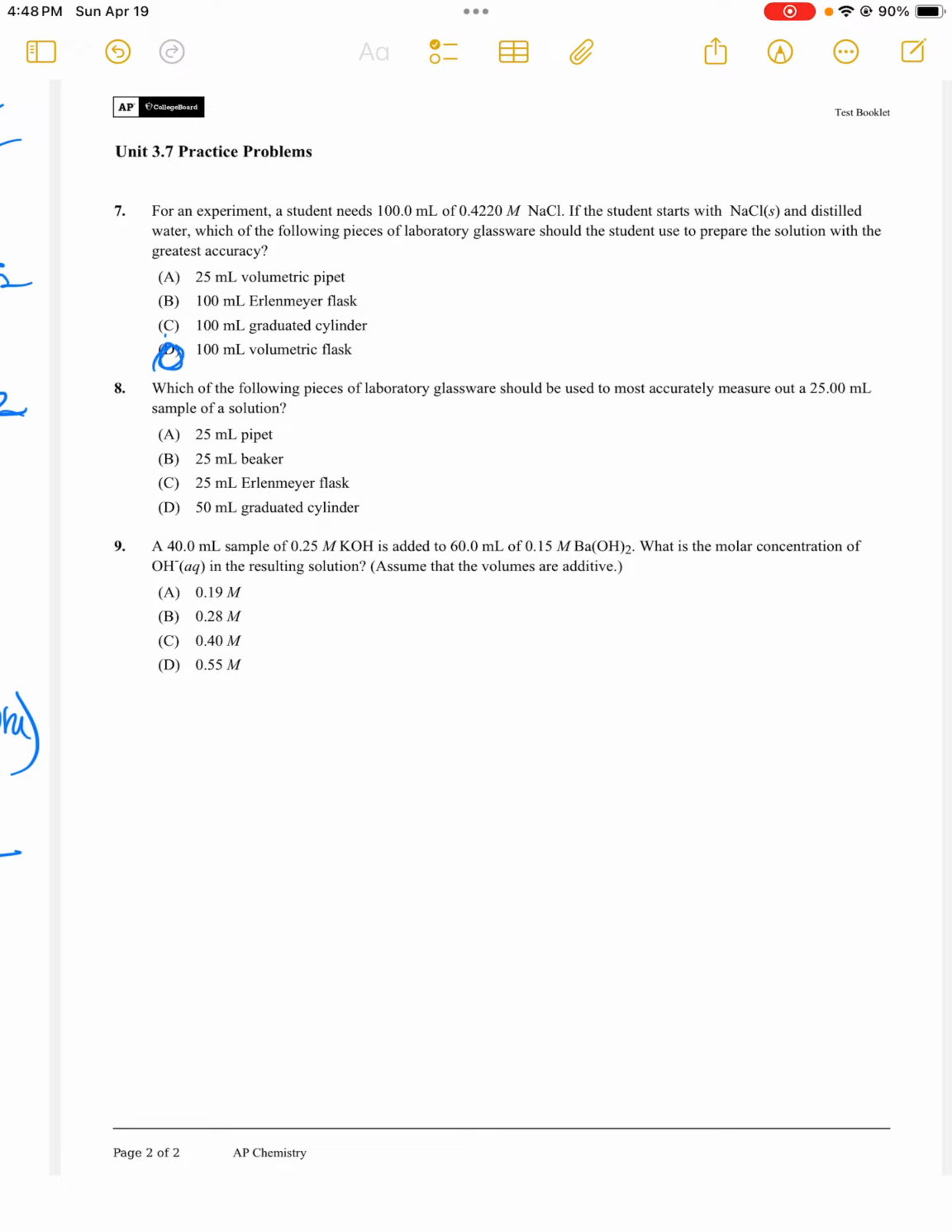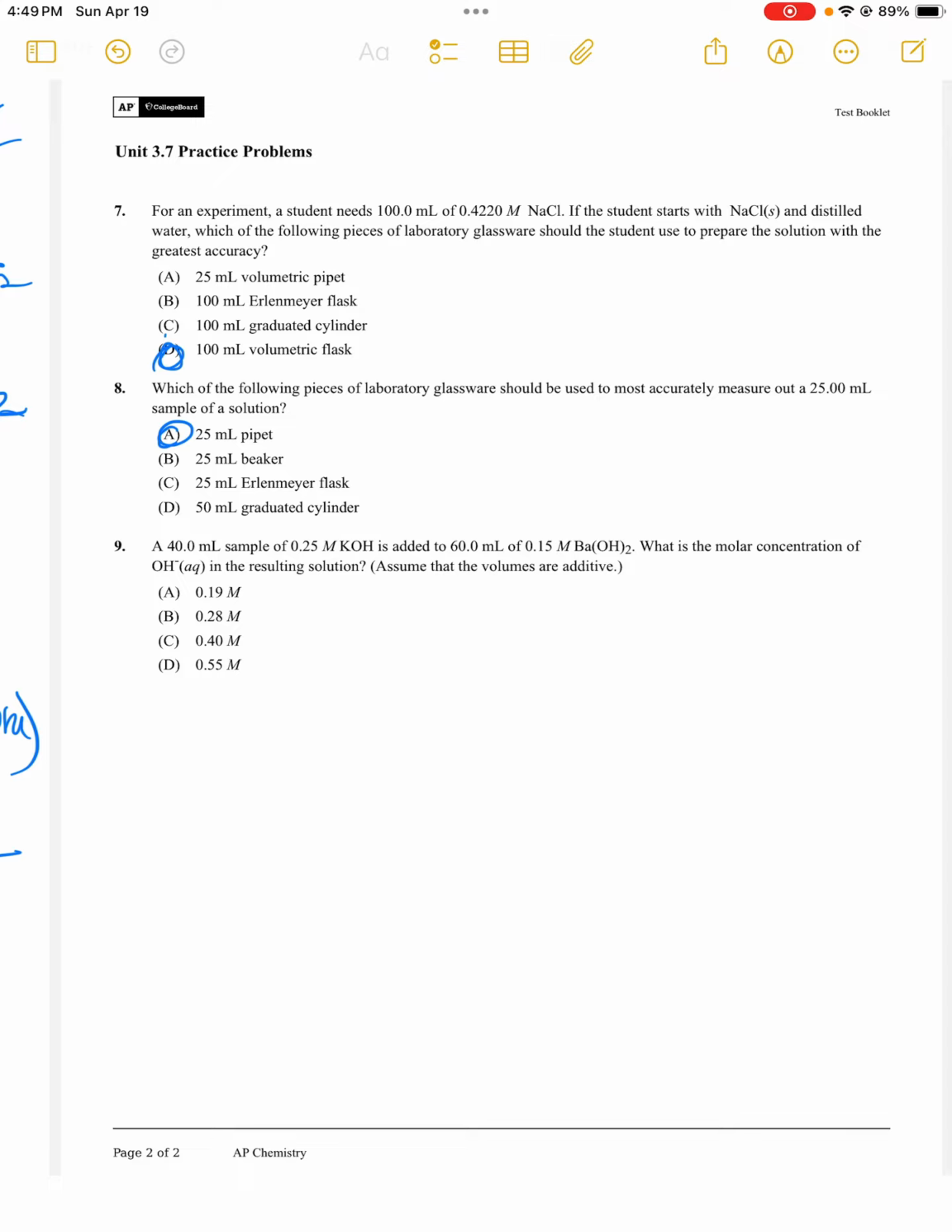There it is again. Which of the following pieces of laboratory glassware should be used to most accurately measure out a 25 milliliter sample of a solution? You guys don't know this one because whenever we have had to measure anything with some degree of precision over the last 2 years, I've always used a burette. You've always gone to a burette and made a note of the starting volume and then tried to release the amount you needed. That's because the pipettes we have aren't that good.